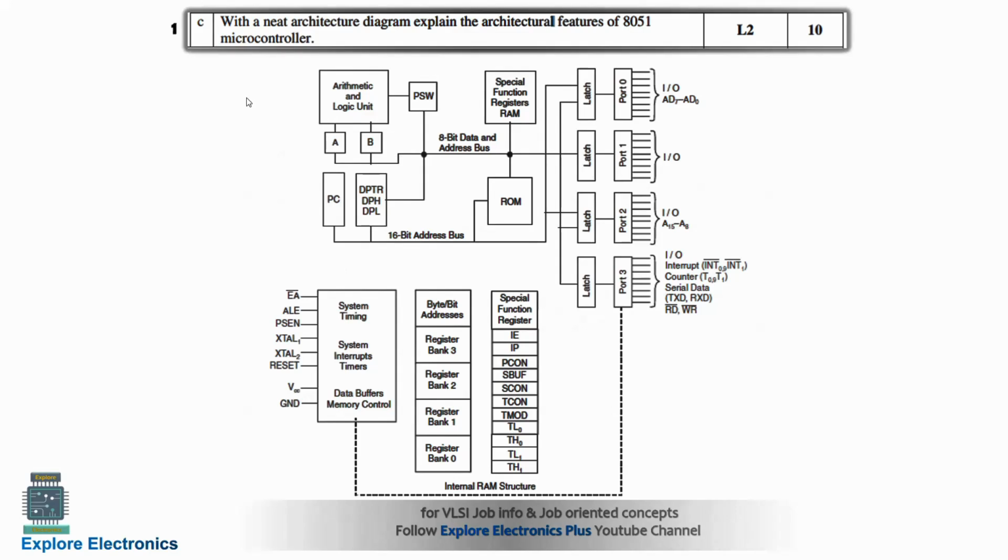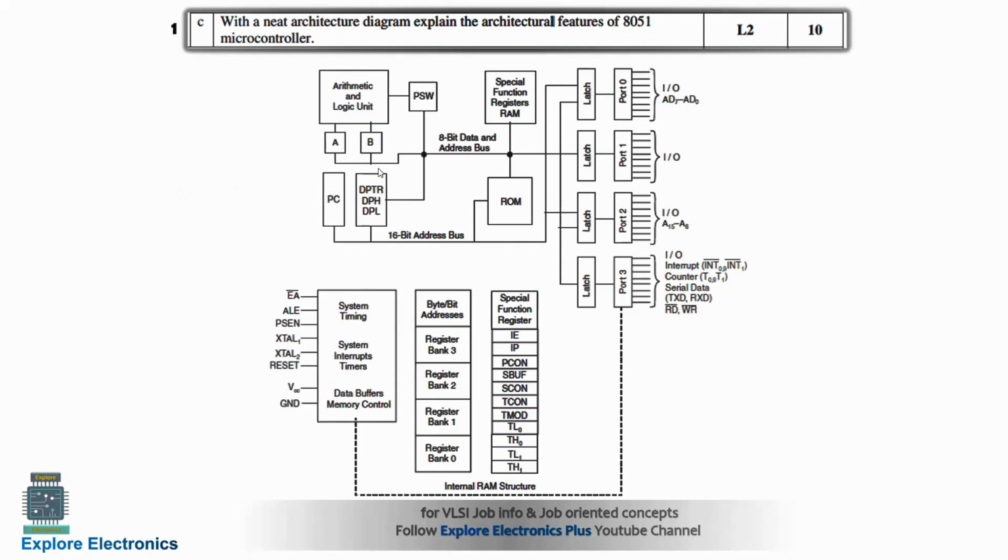This question is also repeatedly asked, and every time you look at a microcontroller question paper, you will see this question: with a neat architecture diagram, explain the architectural features of the 8051 microcontroller. Here for 10 marks, you need to draw the architectural diagram and also write the explanation. The explanation carries more than 5 marks, and the other 5 marks are for the diagram.